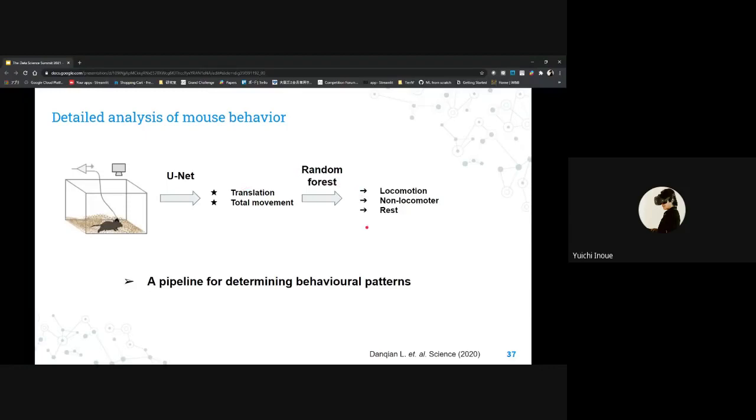Without this pipeline, they would have to check and label each video with their own eyes. That's a lot of work and it's not objective. It is possible that they would not have found these patterns of behavior in the first place. In my opinion, this is a good example of the effective use of this science. I won't go into details, so please have a look at the paper if you're interested.